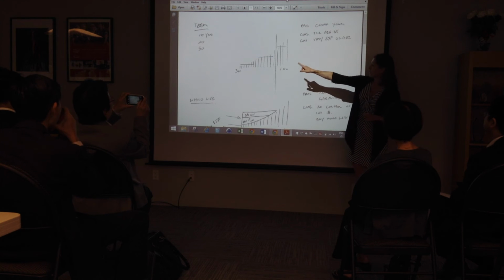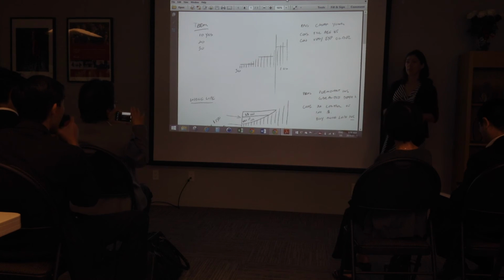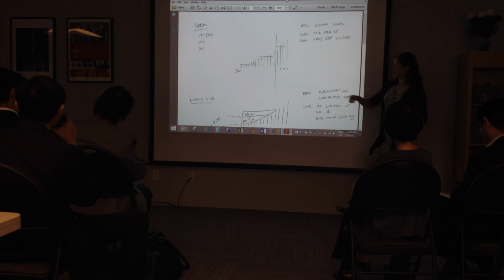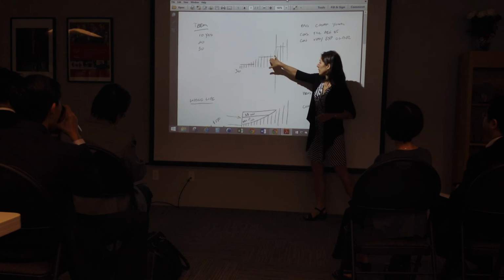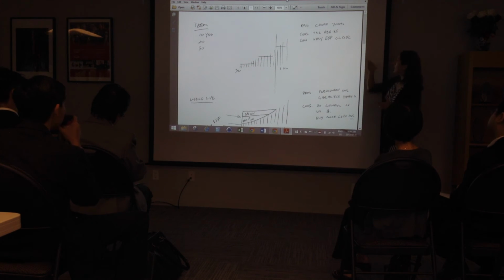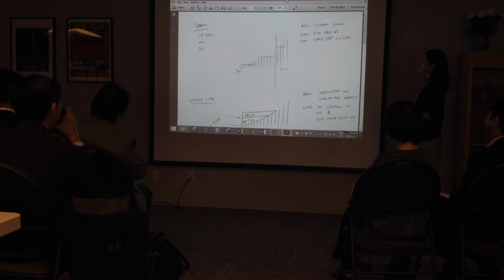So he draws out, here's your age and the cost of insurance going up from age 30 to 100. And you average out the premium, the levelized premium for 10, 20, or 30 years. It's cheap when you're young. That's why people like it.